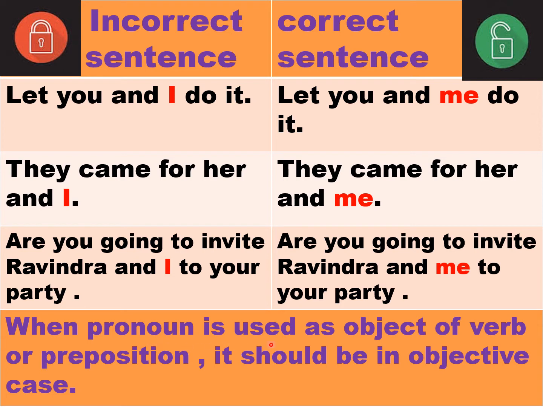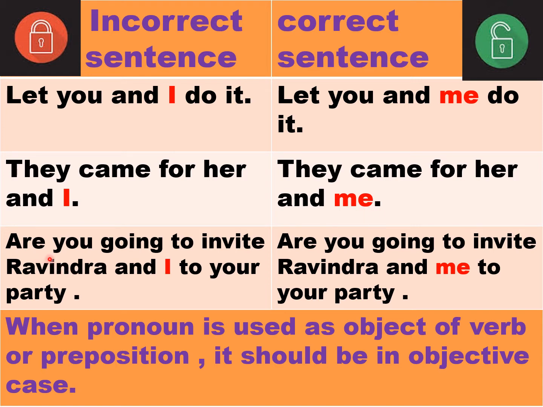When a pronoun is used as object of a verb or preposition, it should be in the objective case. See the example. Let you and I do it. The pronoun I is used as object of the verb. So, instead of this I, we must use the pronoun me. Let you and me do it. They came for her and I. Here also, instead of this I, we must use the pronoun me.